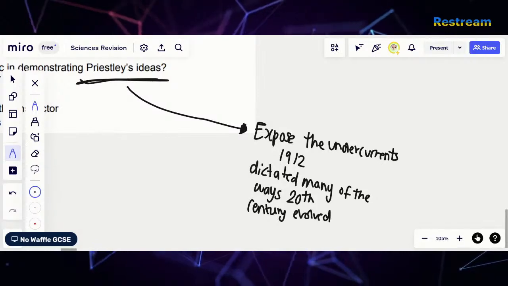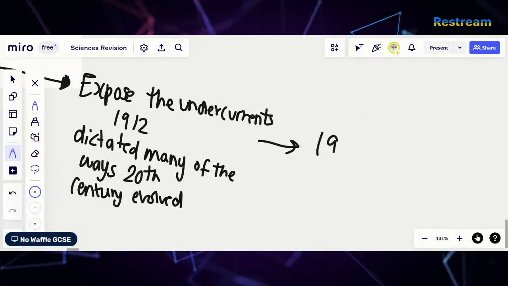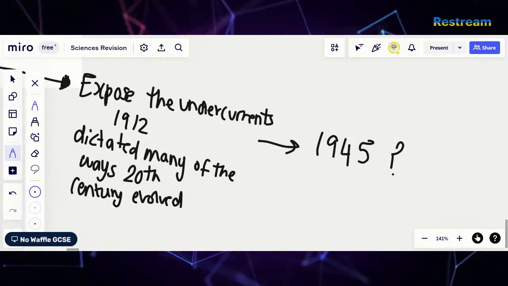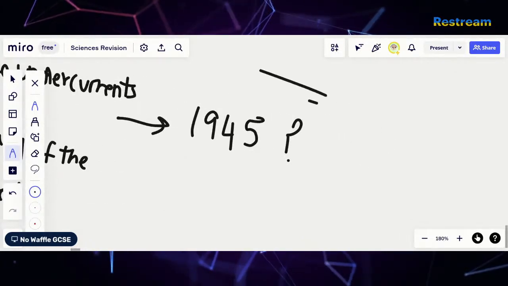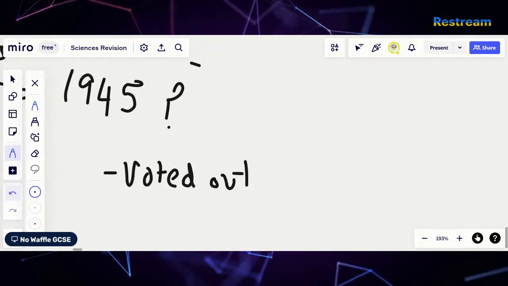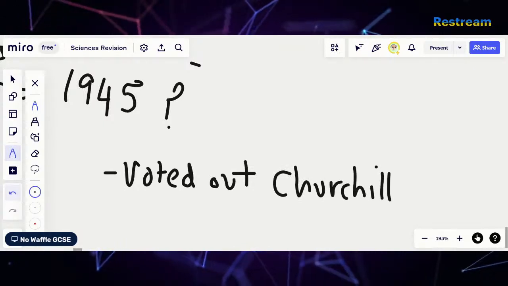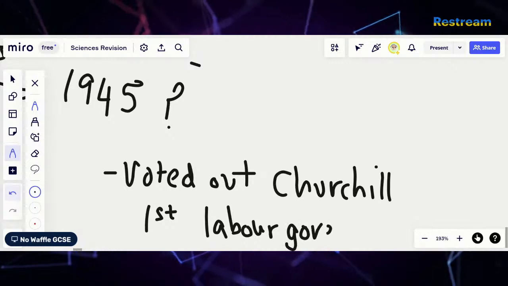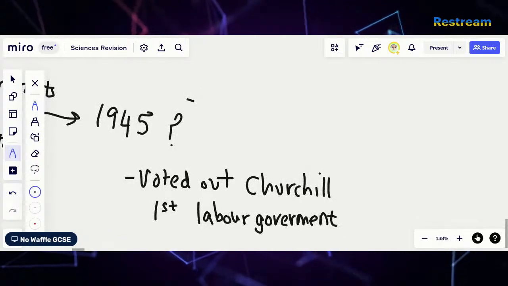But why would the audience be so familiar with 1912? Because remember, the audience was 1945. So why would the 1945 audience even care or be familiar with 1912? Well, the 1945 audience had voted out Churchill, the so-called war hero, which ushered in the first ever long-term Labour government. So this is that connection between 1912 and 1945.